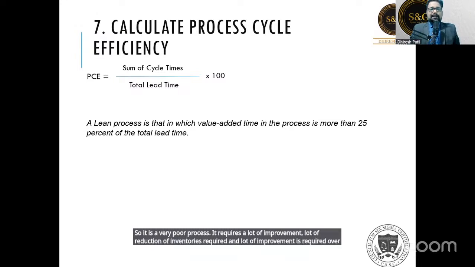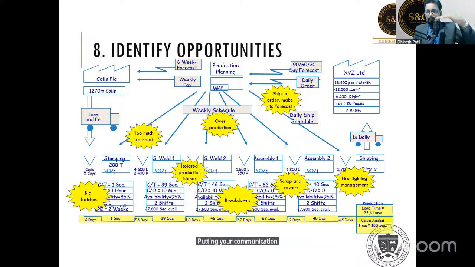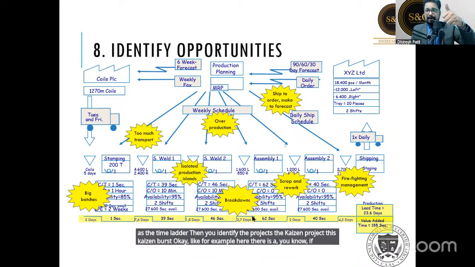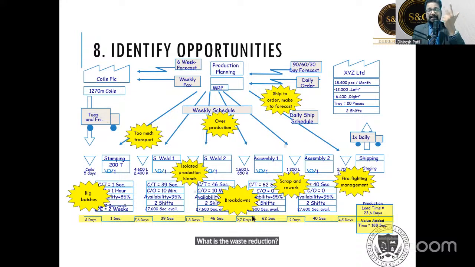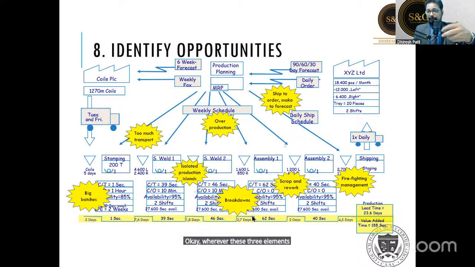Now, once you map this entire value stream map, putting in your communication, information flow, material flow, as well as the time ladder, then you identify the projects, the Kaizen projects, the Kaizen burst. If you remember, I mentioned lean projects are done for 3 reasons. One is waste reduction. Second is inventory. Third is nothing but time. Wherever these 3 elements are there, you can go for value stream map and a lean project.